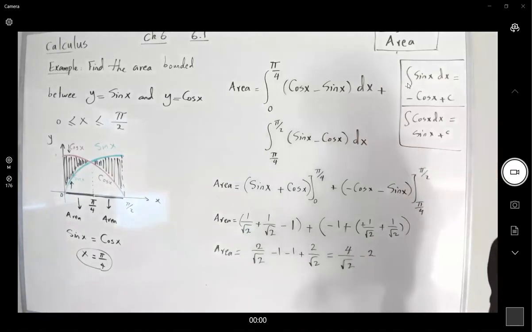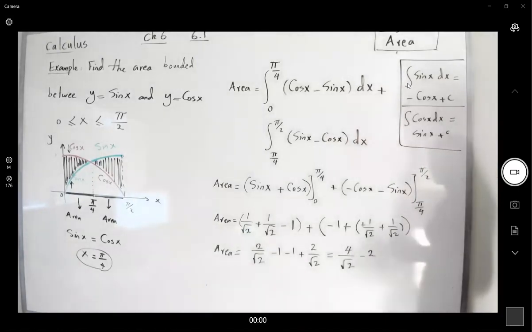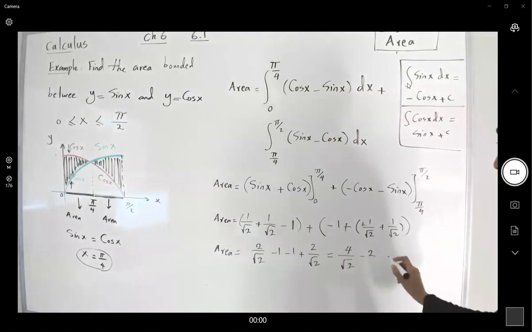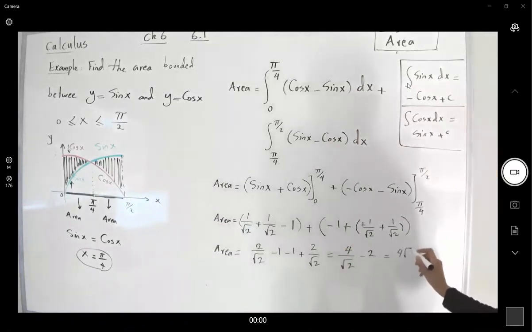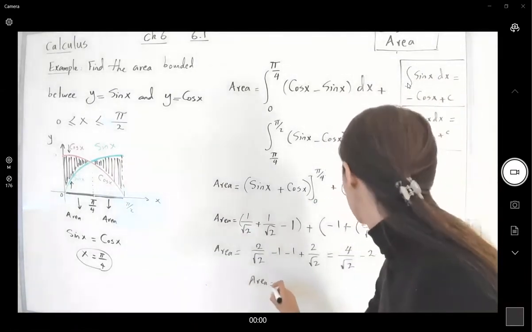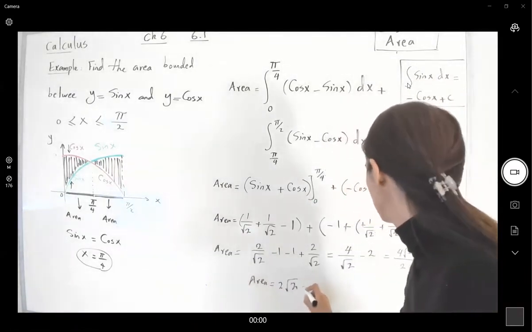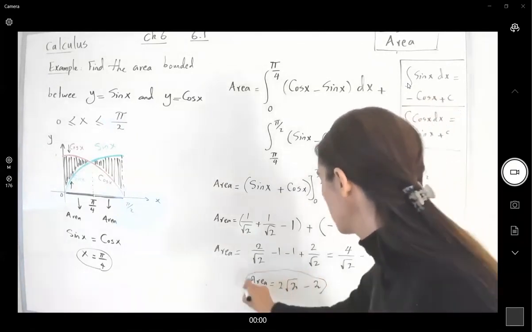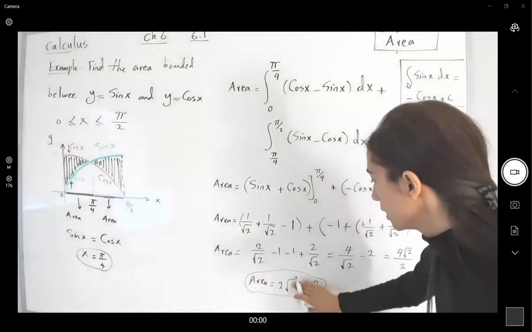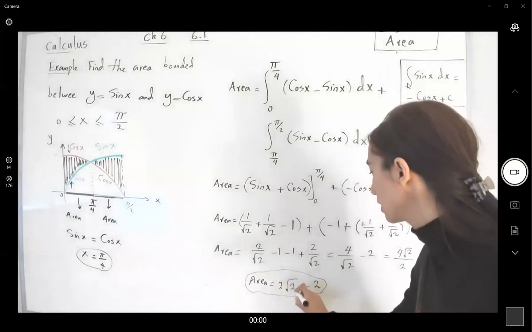I can simplify this more by using a calculator, or here you can just say that I have 4 times square root of 2 divided by 2 minus 2, so you get 2. Area is 2 square root of 2 minus 2. You can leave it as it is, or you can use your calculator to simplify this area and approximate this.